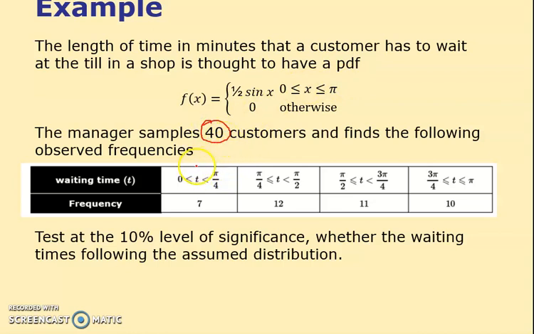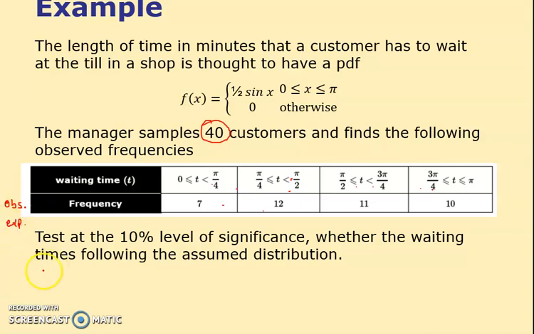But first of all, I want to highlight the fact that with these, they've split them into 4 categories, 4 intervals, and they've told me how many customers waited these times. These are the observed data. So it's been observed that 7 customers waited between 0 and pi by 4 minutes. I therefore need to work out the expected number.